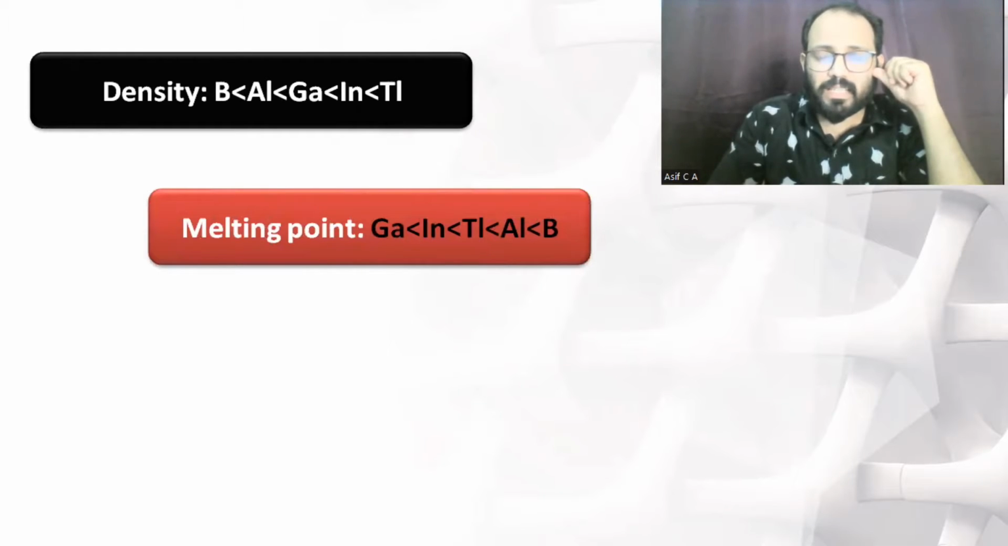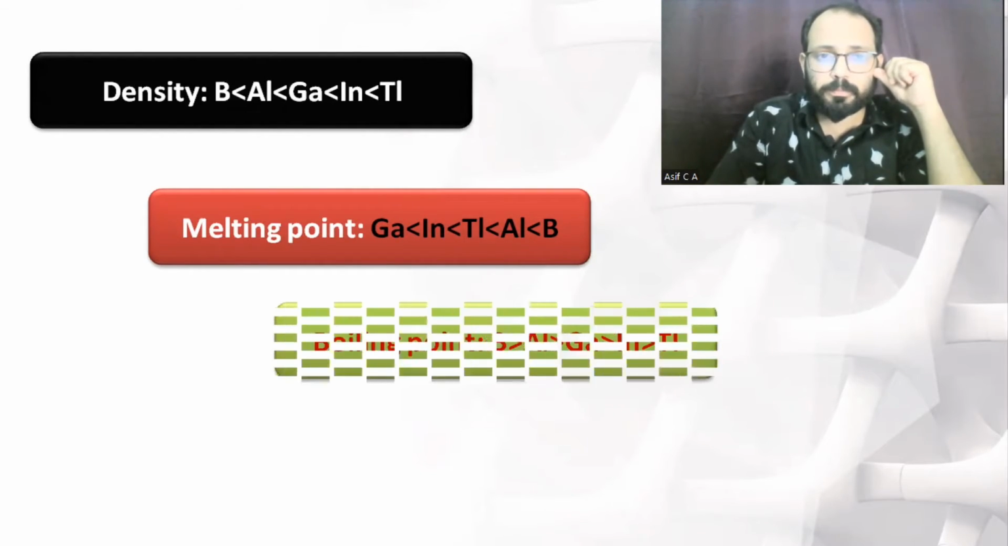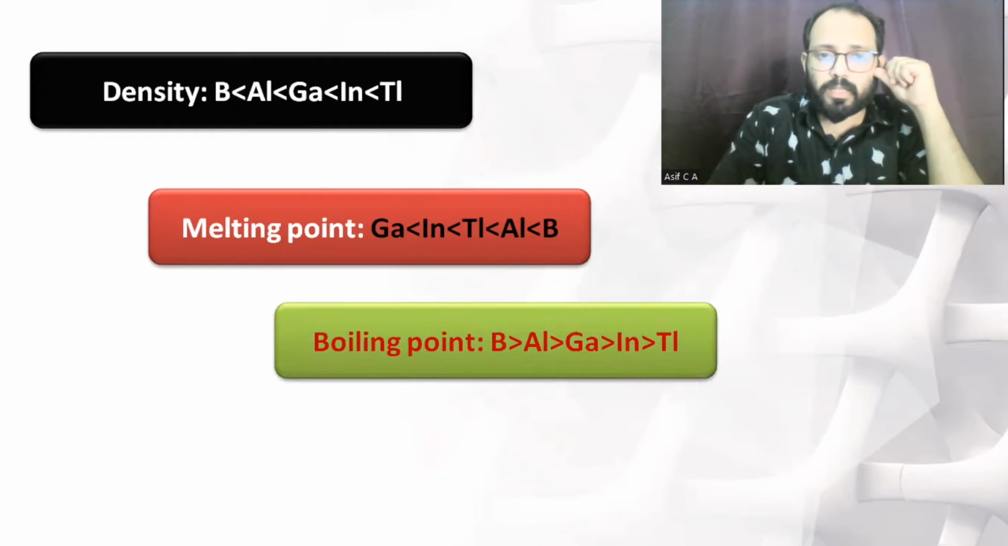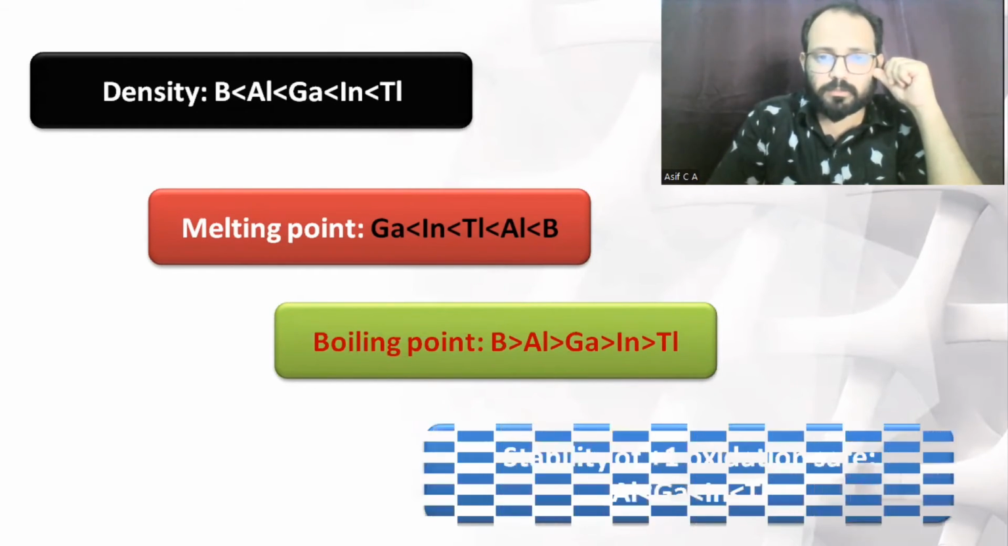Melting point. Gallium is very low melting liquid. Melting point is 303 Kelvin. So gallium comes first, then indium, then thallium, then aluminium. Melting point of boron will be very high. Boiling point, when you compare the boiling point decreases down the group for group 13 elements.